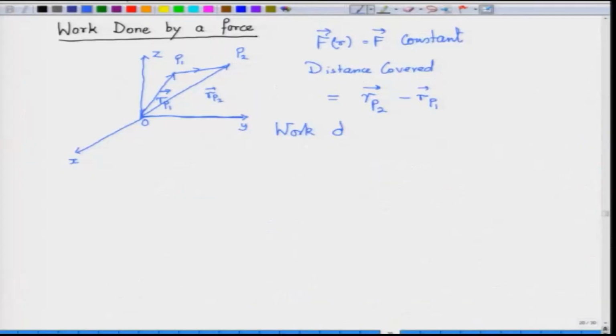So, work done, which is W, is given as W is equal to F dot product (Rp2 minus Rp1).